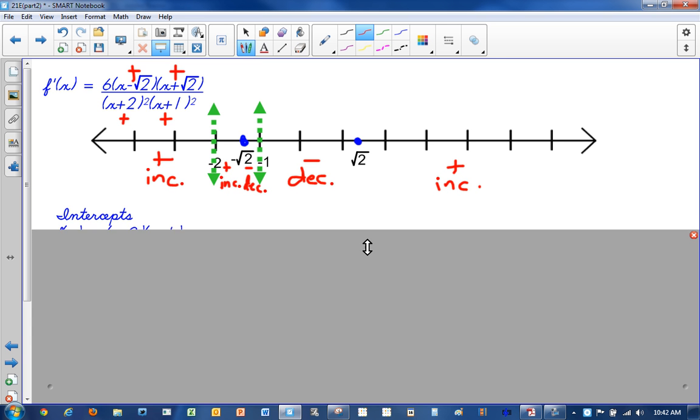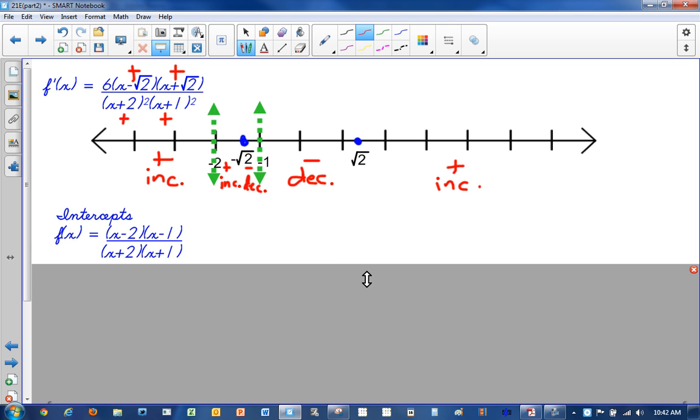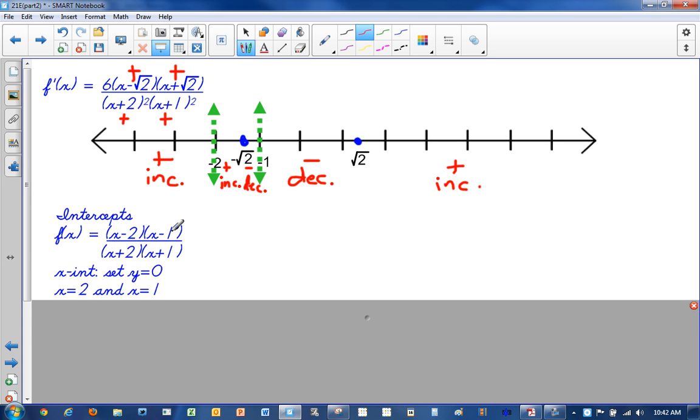All right, then we find our intercepts. There's our original function again, factored. To find my x-intercept, I'm going to set the function equal to 0. And a fraction is equal to 0 if the numerator is equal to 0, but the denominator is not. And that happens at x equals 2 and x equals 1.